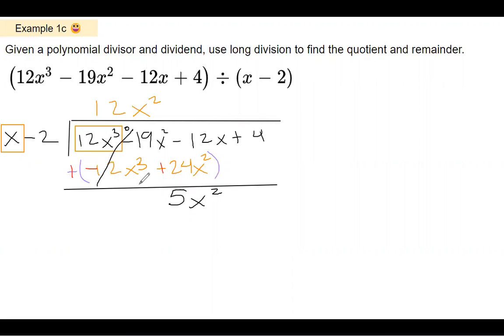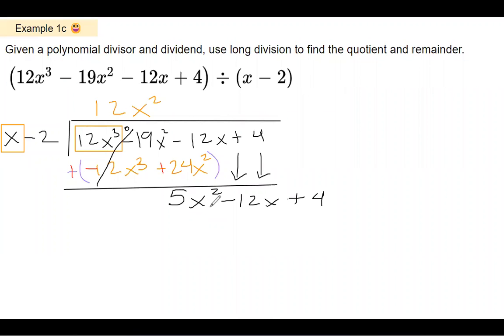Bernard, what do I do next? Before that, what happened to these two terms? Bring them down. So we have now negative 12x plus 4. All right, Bernard, pass it on.